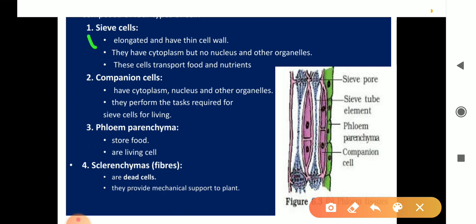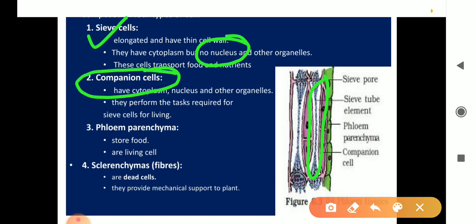the first one, sieve cells. Sieve cells are long and thin walled cells. The middle one in this structure is the sieve cell, and they have cytoplasm but no nucleus is present. The special character is without nucleus. It means sieve cells are without nucleus. Then how do they perform their work and who commands that cell? It is the nucleus of the companion cell which commands over the work of itself as well as the sieve cells.